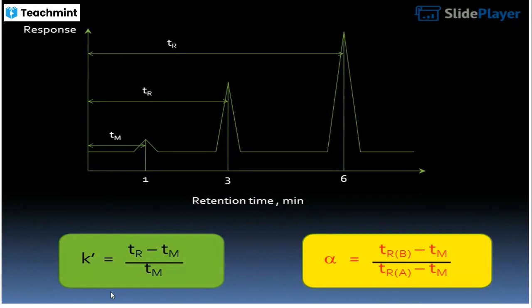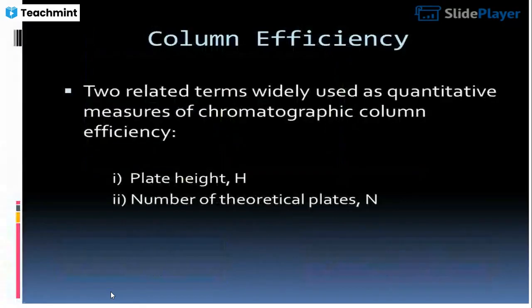Retention time, min. tR, tM, t_RB, t_RA. Column efficiency. Two related terms are widely used as quantitative measures of chromatographic column efficiency.